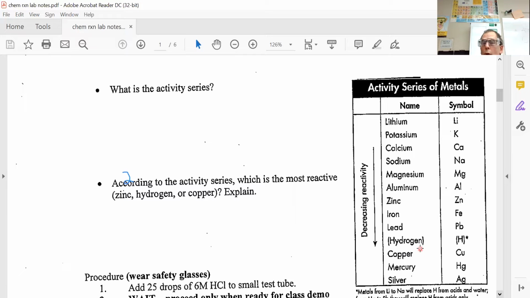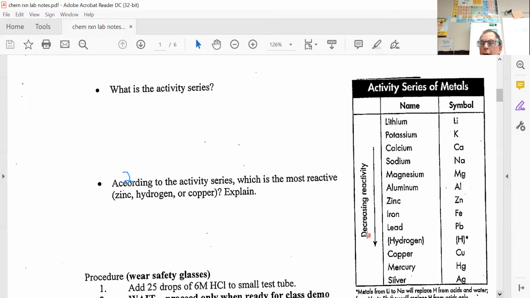So in other words, if we took zinc and combined it with hydrochloric acid, which is a hydrogen, zinc will replace the hydrogen automatically on its own. It doesn't need any extra energy to do that. In fact, it releases energy. If I put copper in hydrochloric acid, nothing would happen. If I put silver in hydrochloric acid, nothing would happen. But any of these metals above hydrochloric acid would react with that in the reaction.